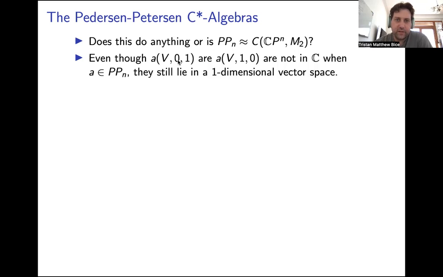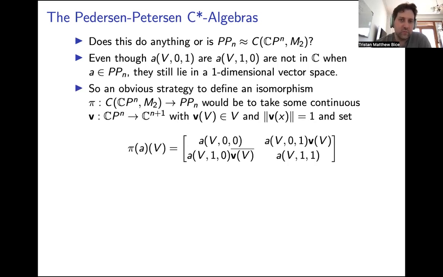Well, even though the off-diagonal terms here are not complex numbers, when you're looking at elements of this Peterson algebra, they do still lie in a one-dimensional vector space. And so the obvious way you would define an isomorphism from here to here is you would say, well, let's look for some continuous function from n-dimensional complex projective space to C^(n+1), to these vectors which lie within that particular one-dimensional subspace. So you just make a choice, basically, but you want to try and make some kind of continuous choice. And once you've made a continuous choice with this vector-valued function v here, then for any a, which is just a continuous function to M2, you just use the off-diagonal terms as the scalar multiples of this continuous selection, if you like, little v.